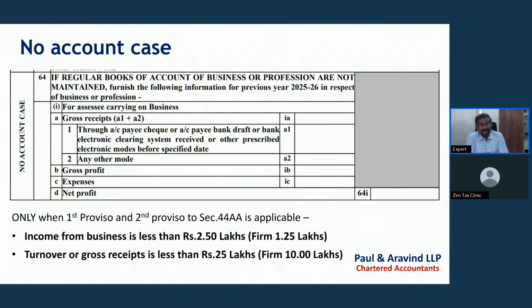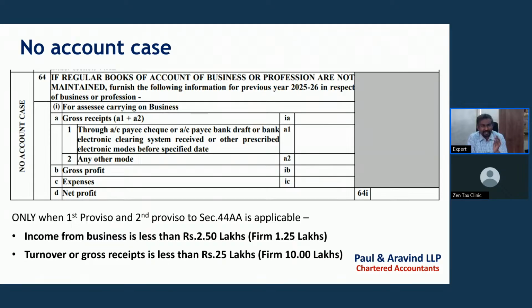Income is only 1 lakh, but my turnover from the firm is above rupees 10 lakh, then also I am mandated to maintain my books of account under section 44AA. If it is an individual or HUF, then if the business is having up to 2.5 lakhs of income, then you need not maintain books of accounts. You can go and report it over here. That is the net profit. Net profit, that is income from business, has to be less than rupees 2.5 lakhs.